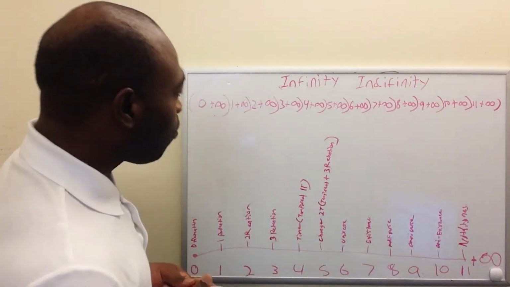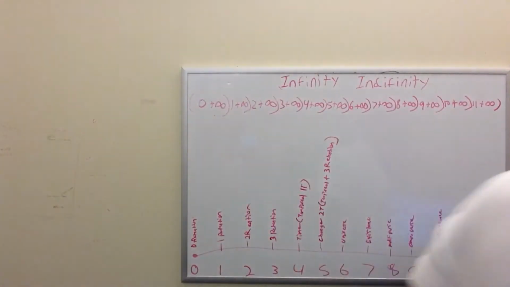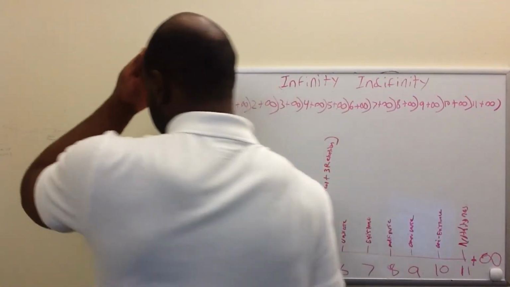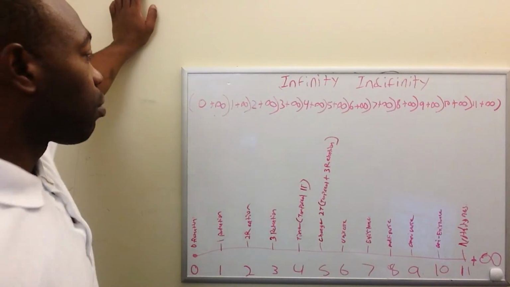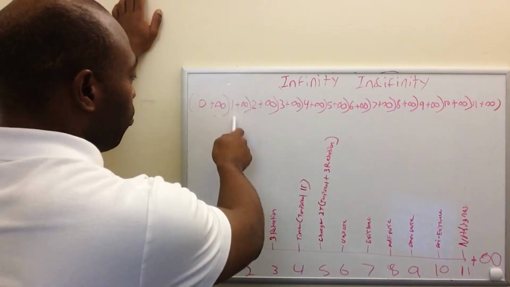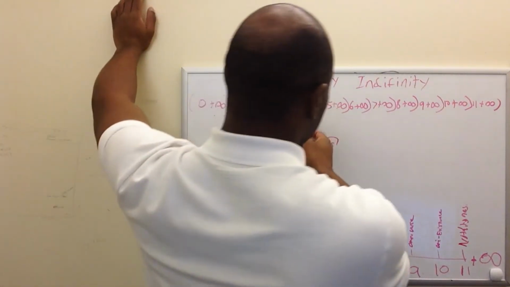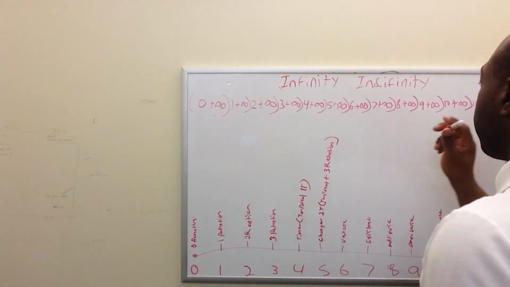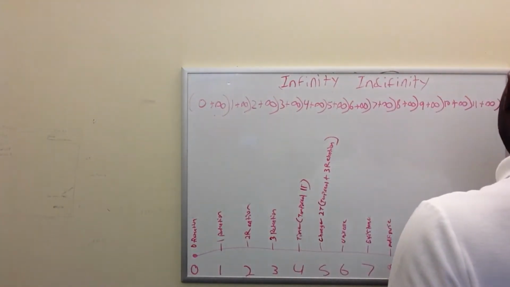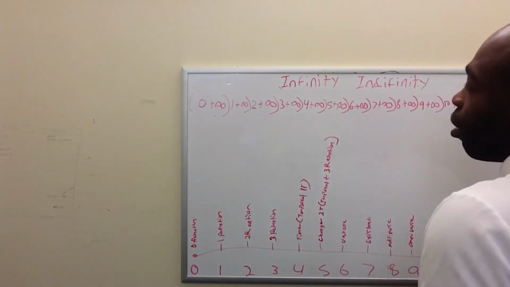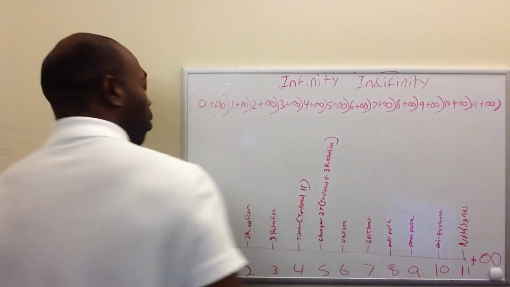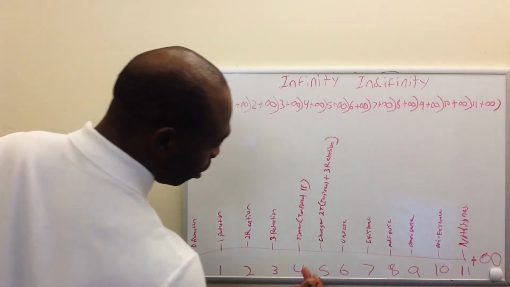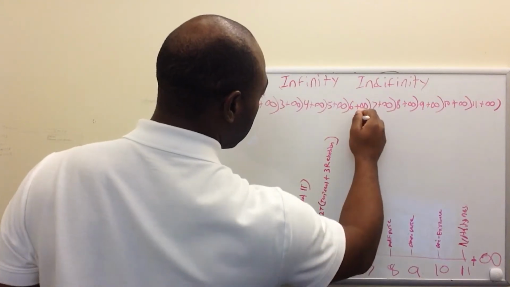Okay. Whew. That's a lot. This is where it starts to get easier. So you have 0 plus infinity, 1 plus infinity, 2 plus infinity, 3 plus infinity, 4 plus infinity, 5, 6, 7, 8, 9, 10, 11. Okay. We are technically, the universe is here at 6.